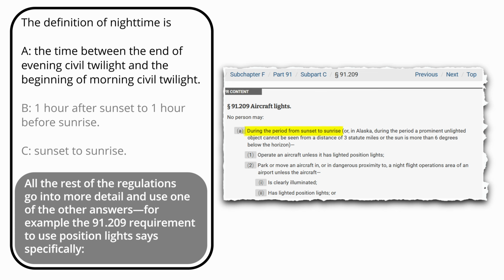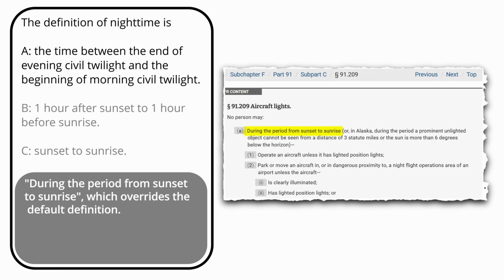For example, the 91.209 requirement to use position lights says specifically during the period from sunset to sunrise, which overrides the default definition.